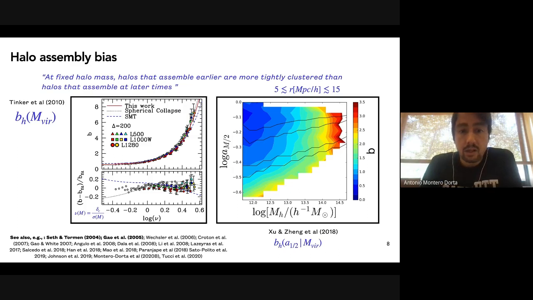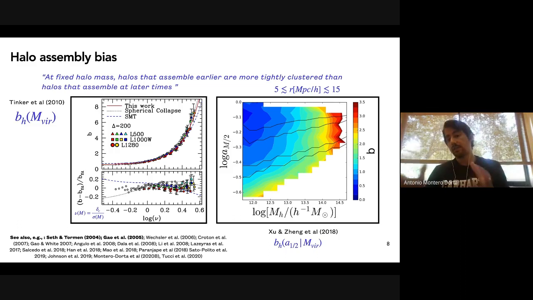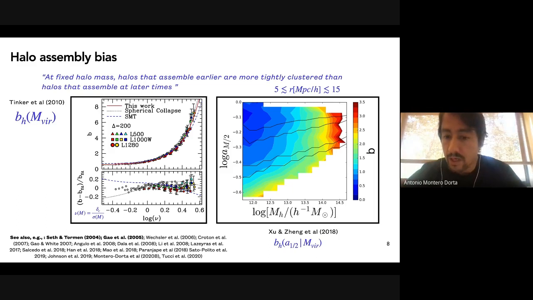And this, again, on the left-hand side is a way of showing the main dependence of halo bias, the dependence on virial mass, on halo mass, from this work from Jeremy Tinker, 2010. You can see obviously how the bias increases with mass because it increases with peak height. And on the right-hand side is a way of showing this halo assembly bias trend, which is not the standard way of showing it, but I think it gives more information.